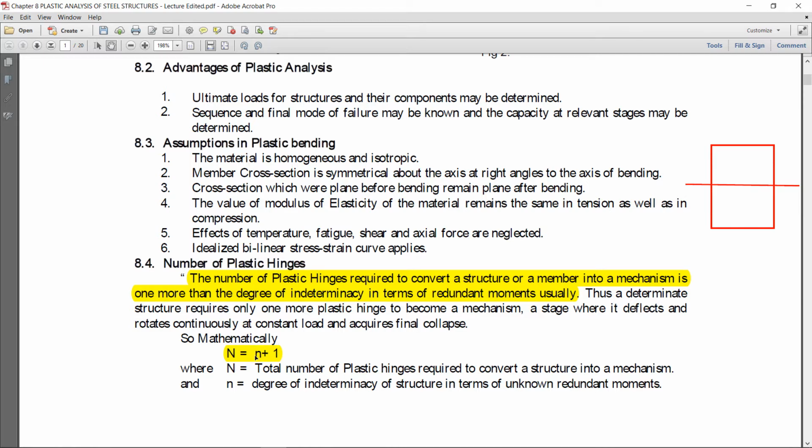If the degree of indeterminacy is 1, then the number of hinges required is 1 plus 1, that is 2, for forming the failure mechanism in the form of plastic hinges. A determinate structure requires only one plastic hinge to become a mechanism. Only one hinge is required for determinate structures.